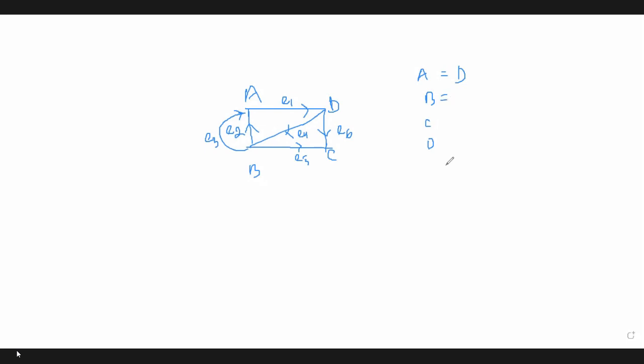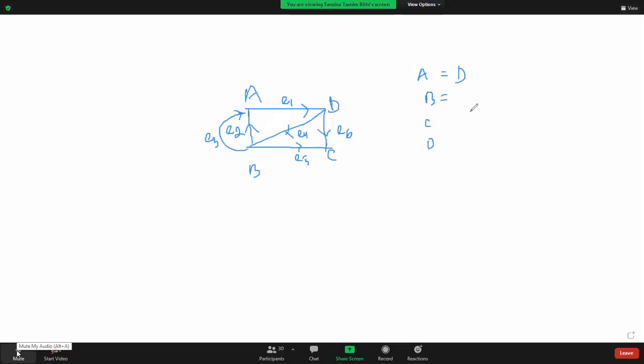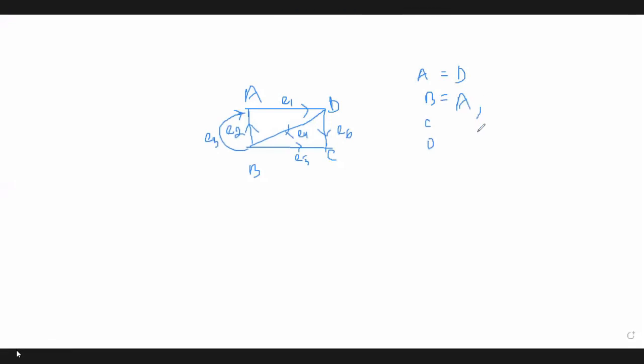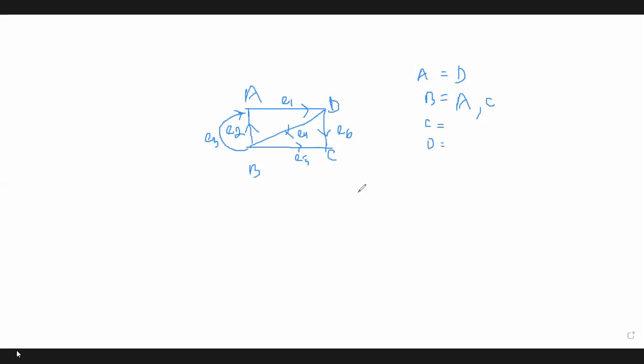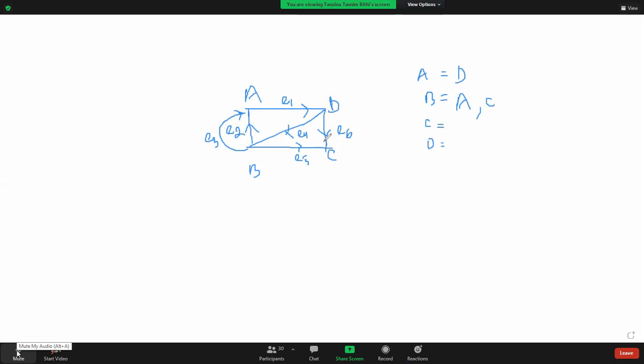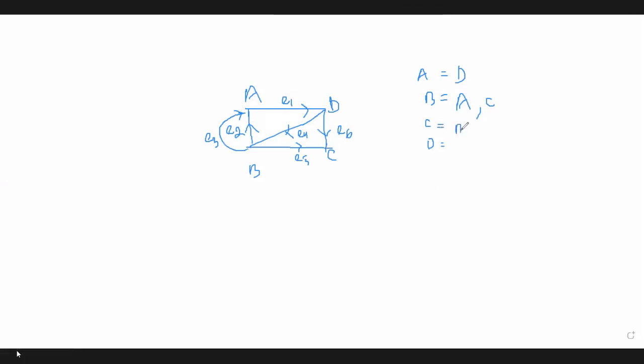What about B? There are edges to A and to C. There is another edge from B to C, so C is an adjacent node of B. What about C? C doesn't have any. Yes, so its adjacency is 0. What about D? D is connected with B and C. So this is the adjacency list of this directed graph.